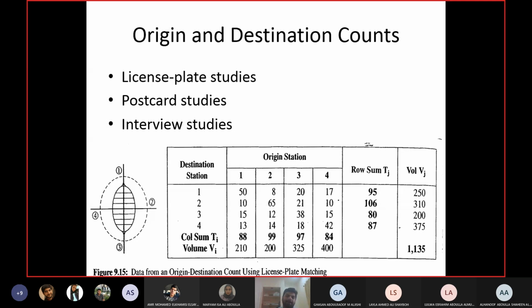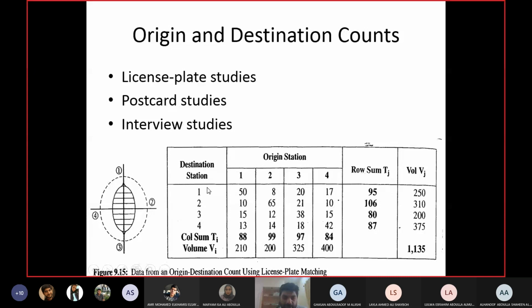Once you collect the origin destination data, you can prepare an origin destination matrix. It is also called an OD matrix. You can see an OD matrix here in the slide. Origin destination matrix and OD matrix mean the same thing. So in this region, there were 4 areas for which the OD survey was done, the OD count was done.